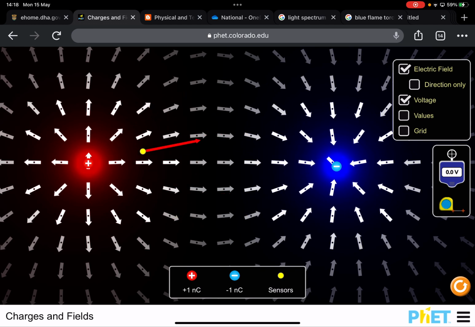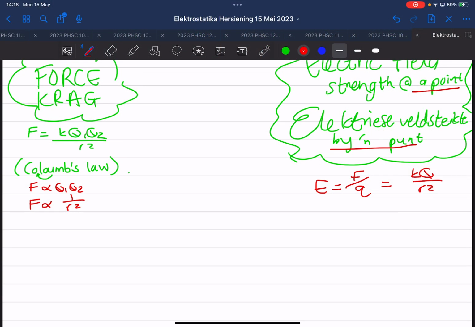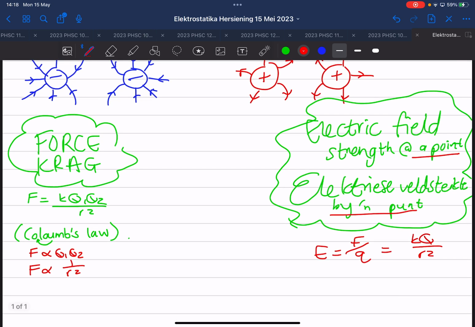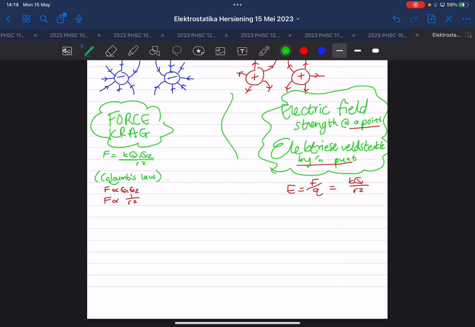So twee, drie, hoeveel goeders ons het wat permanent is, wat nie kan beweeg nie, en dan sit hier iets daar binne wat kan beweeg, and how will that be effective? Waartoe gaan hy gestoot word en hoe sterk gaan hy gestoot of getrek word? Okay, so dit is die elektriese veldsterkte by 'n punt. Alright. So wat ons kan doen, ek is nog besig hier in die middel deur.